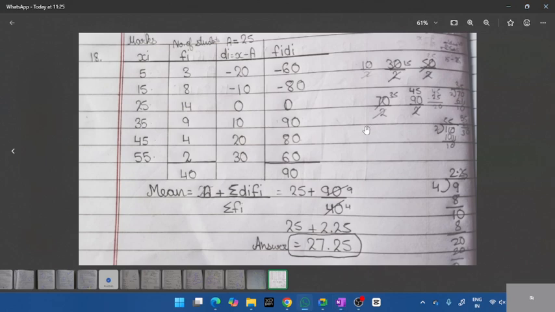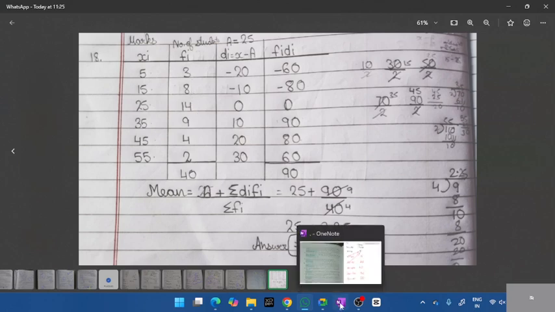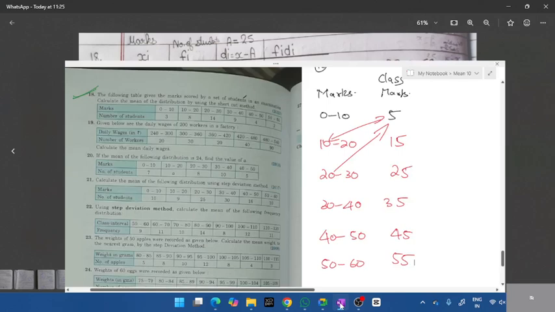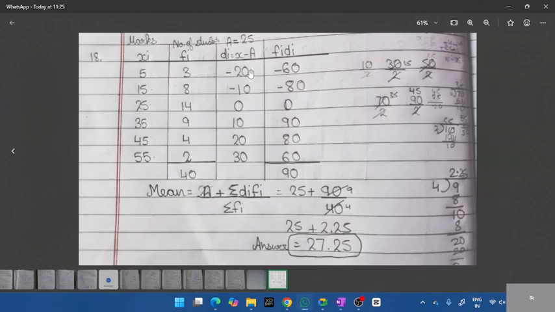Yes, all of you will try this. Look here, 5, 15, 25, everything is correct. So, assume mean method. Okay, you have mentioned A is 25. So, Mariana has taken 25. 3, 8. Are the values correct, Mariana? 3, 8, 14, 9, 4, 2. Okay. X, X minus A.